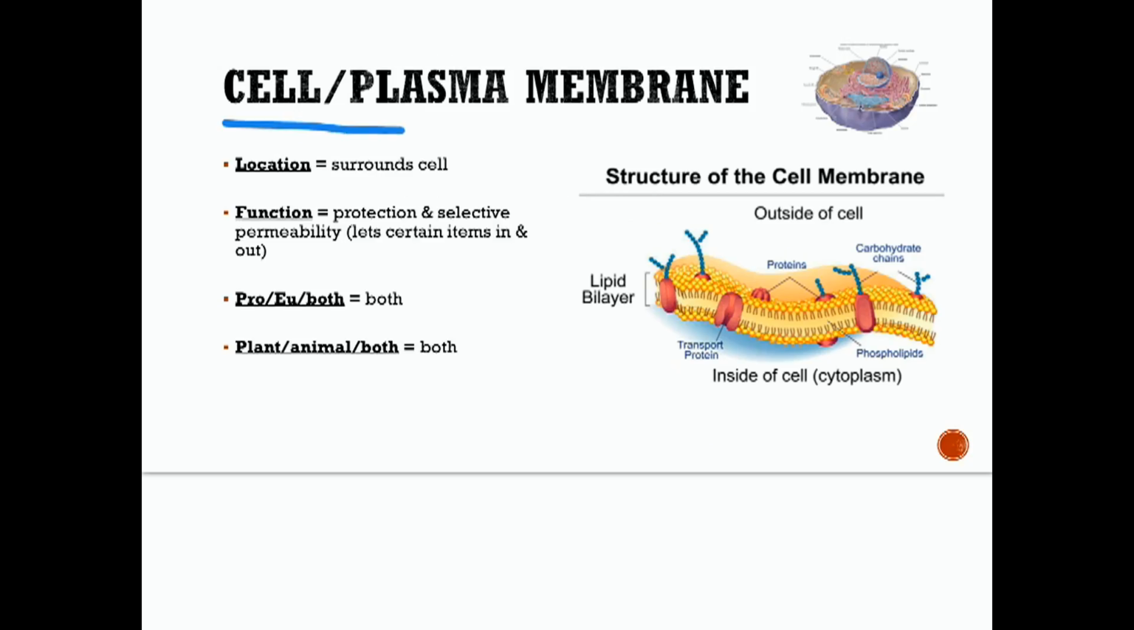Write down cell/plasma membrane. You can call it the cell membrane or you can call it the plasma membrane. The function and location will go under that next column together. So you can find the cell membrane surrounding the cell, and its main function is for protection and selective permeability. So it lets certain items into and out of the cell. If we were to imagine the cell as a miniature city, this organelle would be like the city limits. It controls what goes in and out of the city.